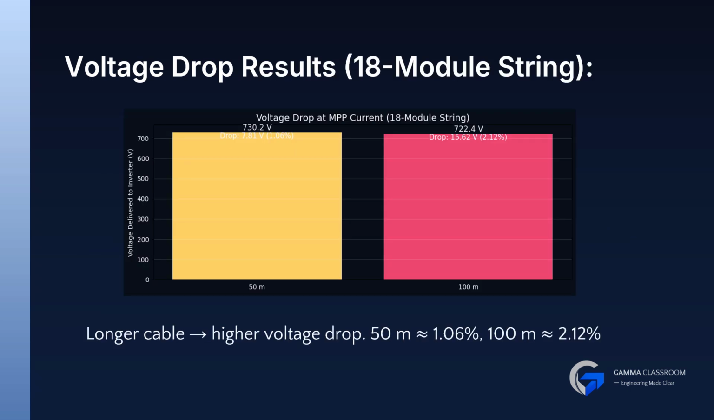Here we compare voltage drop for an 18 module string at two different cable lengths. At 50 meters, the drop is about 1.06%. Doubling the length to 100 meters increases the drop to around 2.12%. Longer cables always produce higher voltage loss.